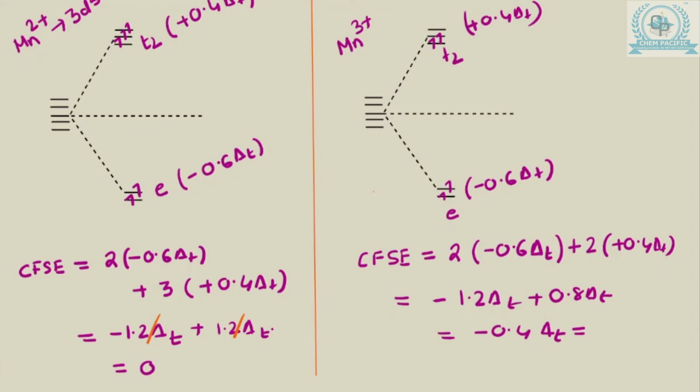Now you have to convert this into delta 0 because while we need to compare, सबका unit same होना चाहिए. So we know that delta T is equal to 4 by 9 of delta 0. So this will turn out to be 0.4 into 4 by 9 of delta 0. So if you calculate this, it will turn out to be minus 0.18 delta 0. Clear? तो हमने CFSE Mn2+ and Mn3+ दोनों का in the tetrahedral field calculate किया है.